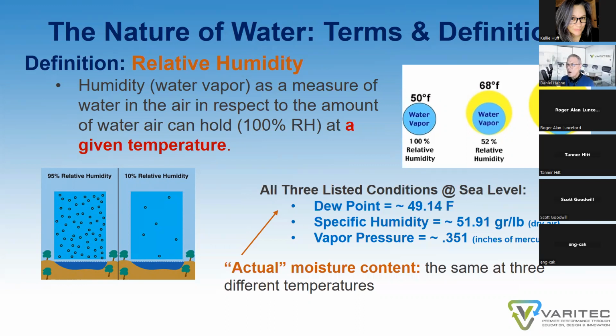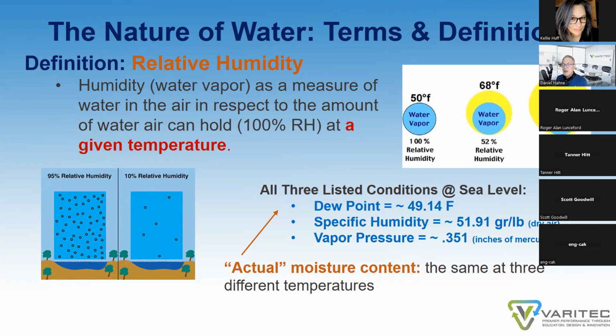Let's look at a sample of air that is at 100% relative humidity. At 50 degrees Fahrenheit and 100% humidity, you have a given dew point. That is the absolute measurement of the amount of water in the air. If we raise that temperature from 50 degrees to 68 degrees, we now have 52% relative humidity. If we raise it even further, we now have 28% relative humidity.